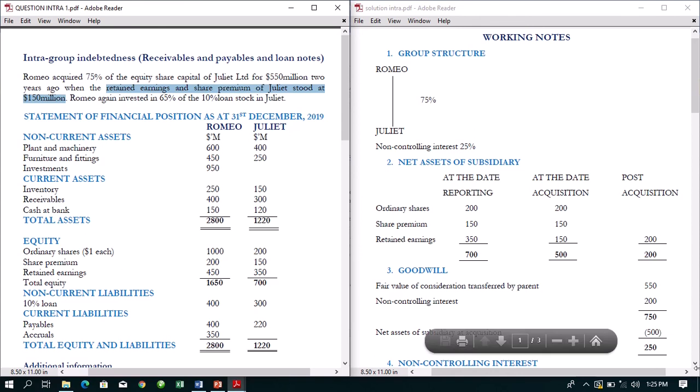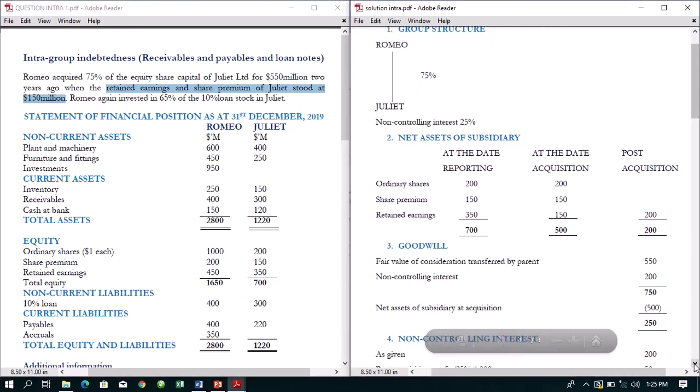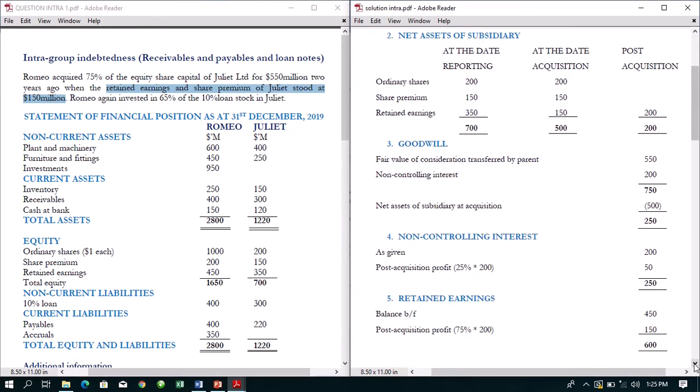So workings 3 now, which is the determination of goodwill. Now, to determine goodwill, I need the fair value of consideration transferred by parents. And in this question, it is quite straightforward because we are given it free of charge, unlike our previous video where we have to calculate it ourselves. So in this case, we are told that Romeo acquires 75% of the equity share in Juliet for $550 million. So I will come here, this is the $550 million.